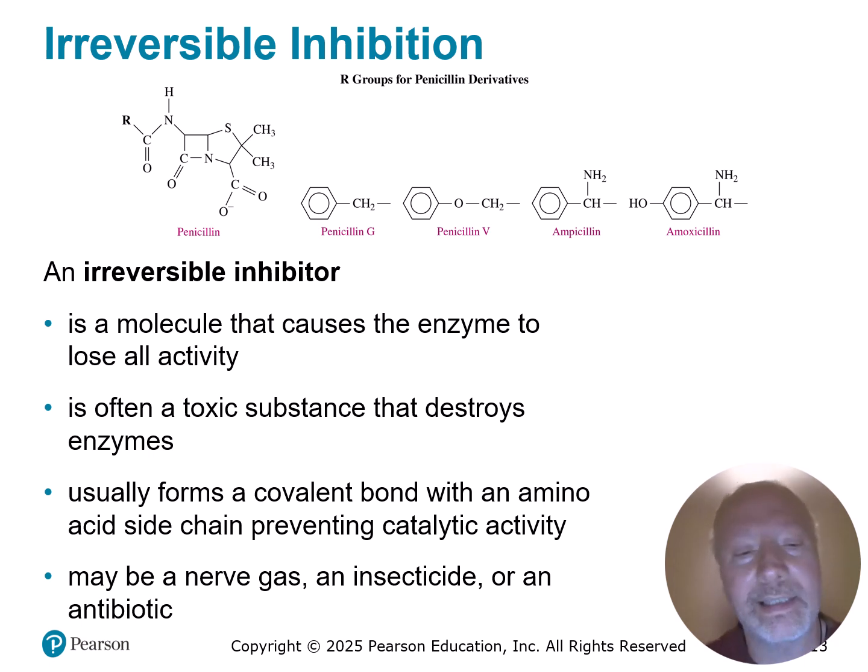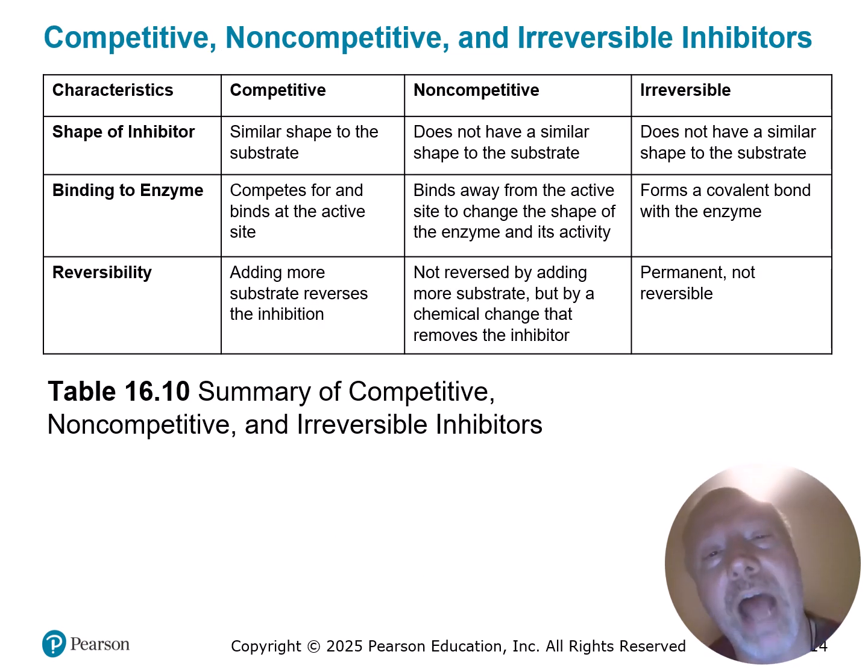But this is a toxic substance to bacteria, and it can destroy enzymes and destroy bacteria when it's used properly. It forms covalent bonds. This structure forms a covalent bond with the enzyme, making it unable to bind its substrate and causing the bacteria to die. It can also be used in nerve gases and insecticides or antibiotics. We get into dangers of environmental contamination and all these things that need to be thought about as our society progresses. So competitive, non-competitive, and irreversible inhibitors.